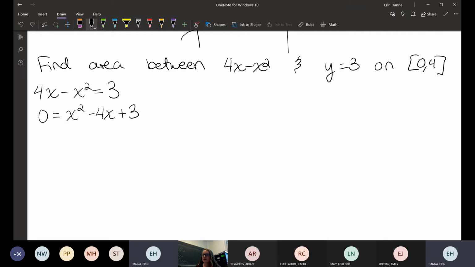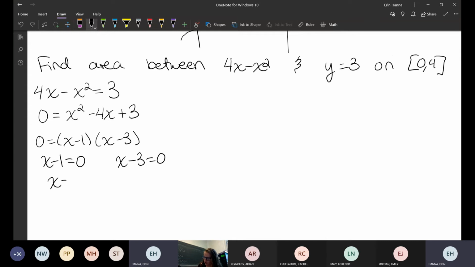Now we want to set that equal to 0. We could use the quadratic formula if we really wanted to, but this is factorable. Two numbers that multiply to 3 and add to -4 would be -1 and -3. So this breaks up into x minus 1 and x minus 3. So we get x equals 1 and x equals 3.